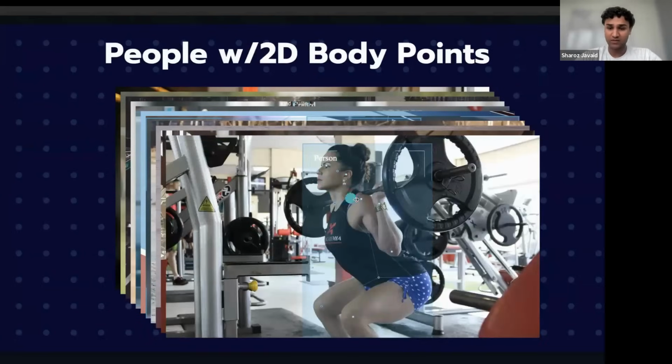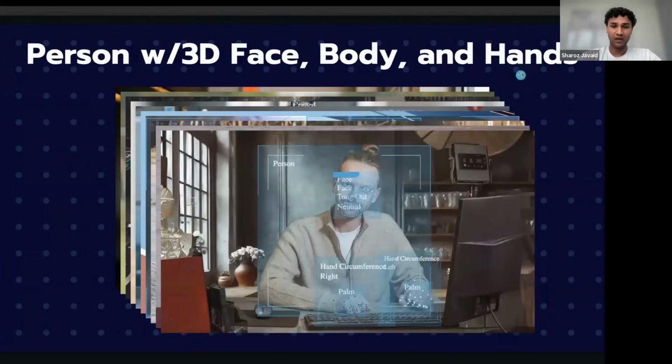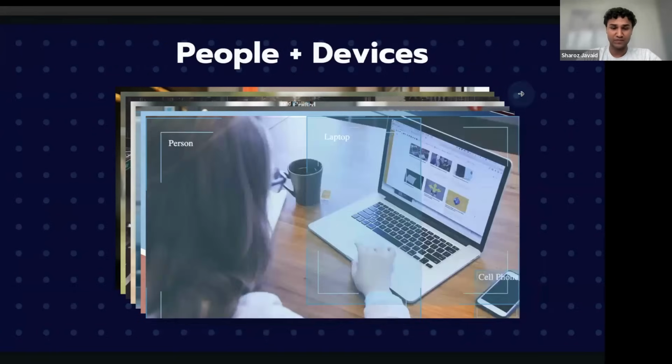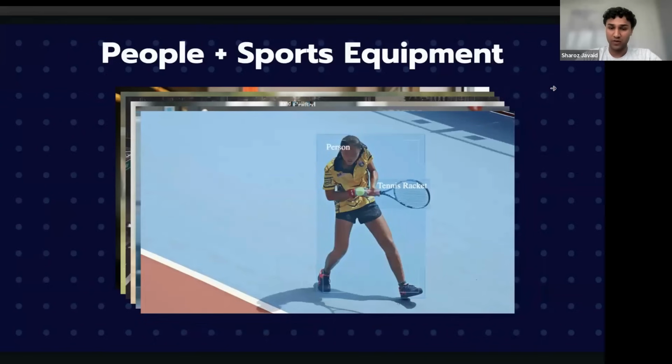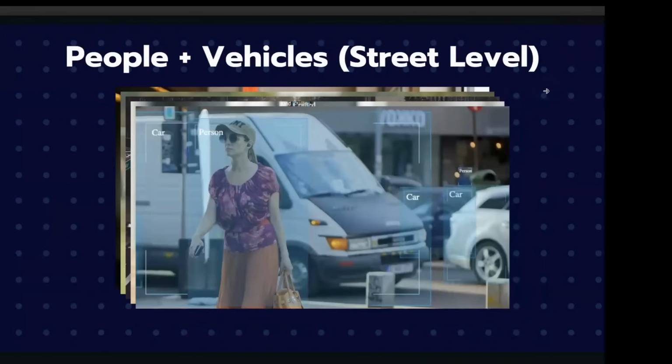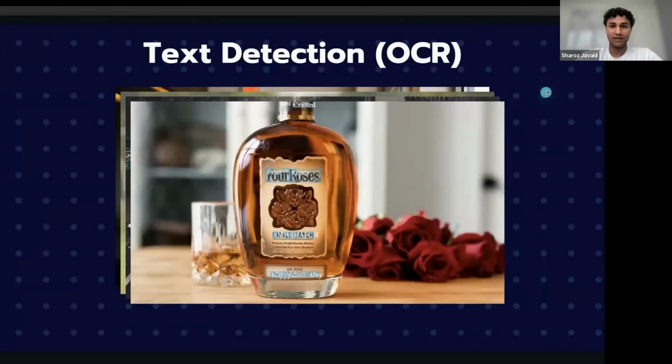People with 2D points, people with 3D points on their face and body and hands, people plus common objects, people plus animals, people and devices, people plus sports equipment, people plus vehicles, text detection and OCR. So if you have documents or PDFs where you need to extract information, this would be very useful.